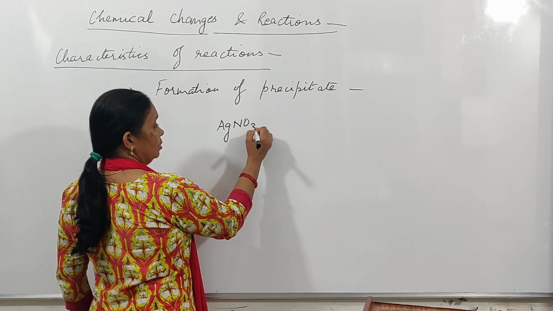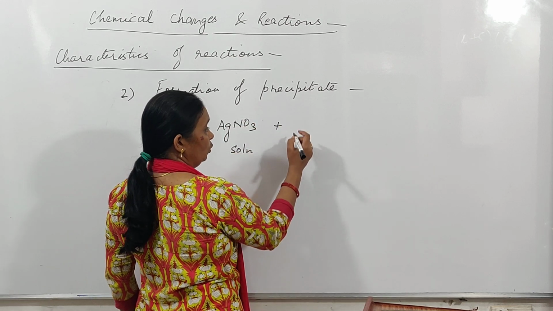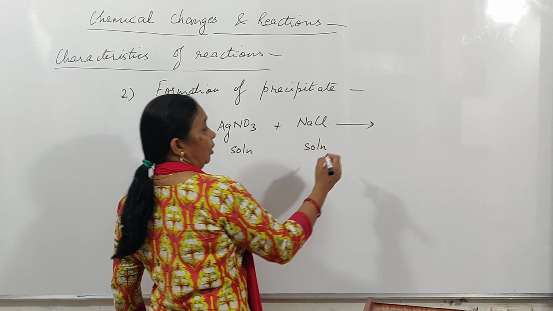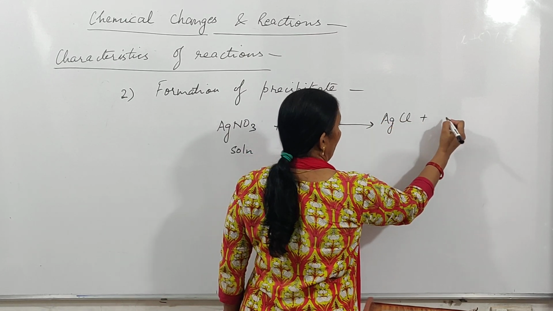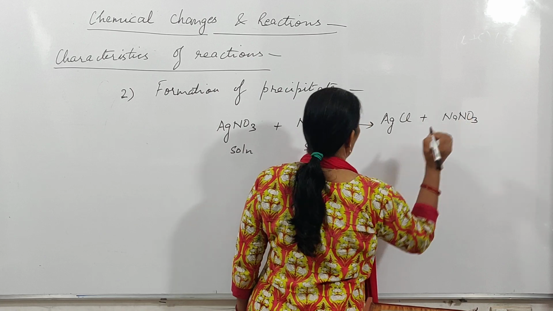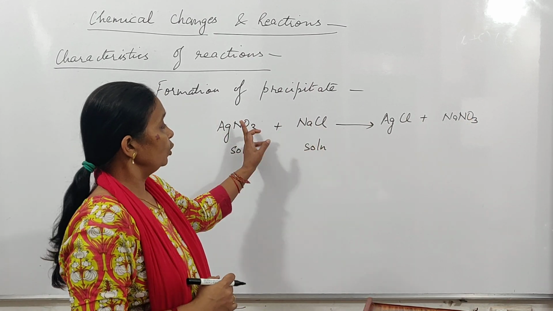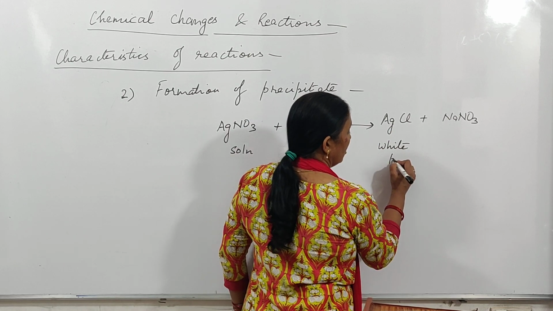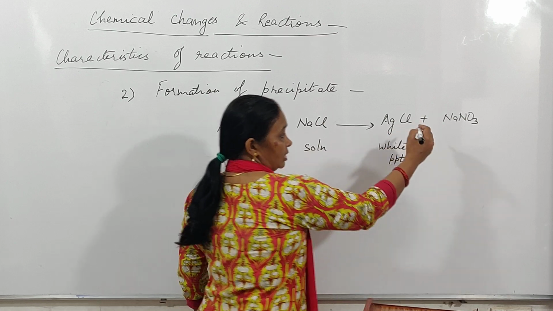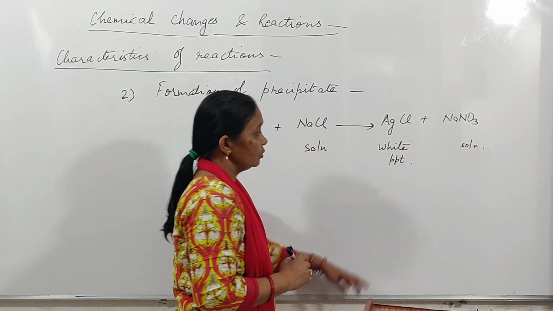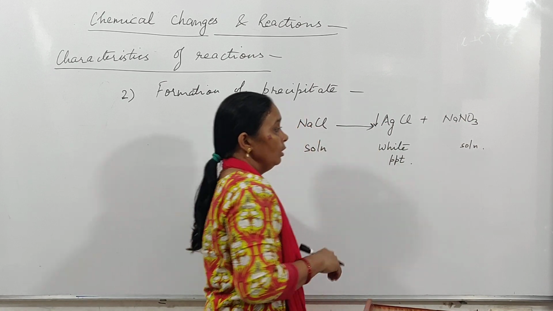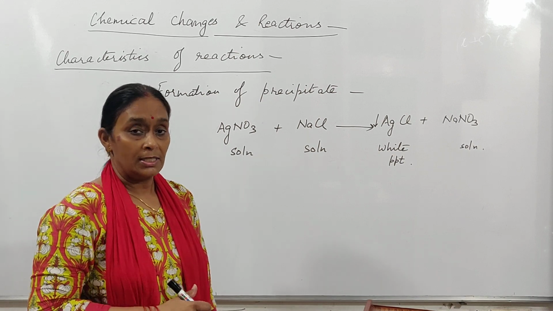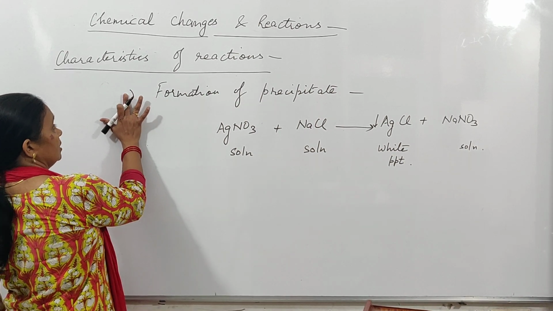Silver nitrate solution is added to sodium chloride solution. They react together and form silver chloride and sodium nitrate, NaNO3. Silver chloride and sodium nitrate are formed, in which this silver chloride is a white color precipitate, and sodium nitrate is also in solution state. So this white precipitate gets settled down, and you can observe very well the formation of precipitate. This is the third characteristic.